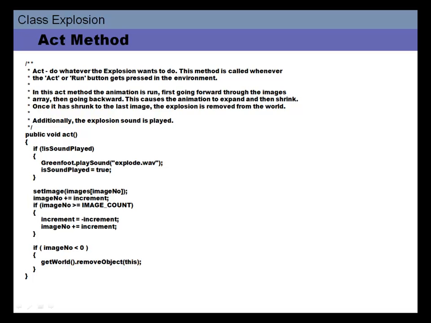In the act method, the explode.wav sound is played, as long as it hasn't been played before. After that, a loop is implemented which first cycles forward through the image array and then cycles backward. This gives the impression of a growing, then shrinking explosion. At the end of its cycle, the object is removed. Be sure to save, then close Explosion.